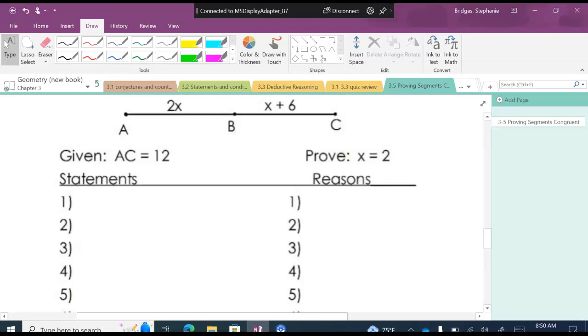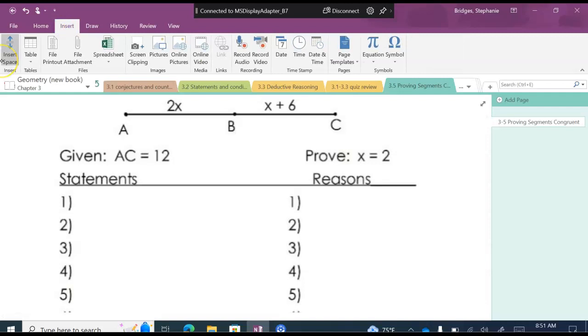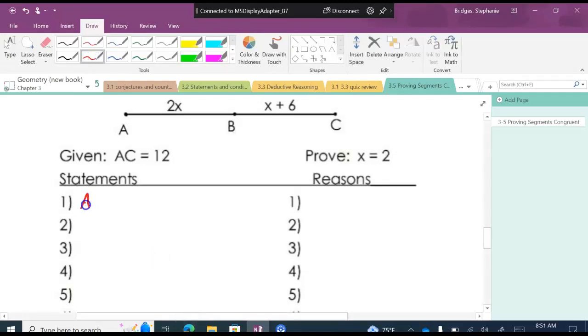What did I tell you on your algebraic proofs? What is the very first statement always? The given. So fill that in. Whatever is given to you, that goes to statement 1. And the reason is because it's given. All right. You told me what was given was that AC was equal to 12. And the reason is because it's given. Now, what are we trying to prove? What does it say we're trying to prove? X equals 2. Okay.